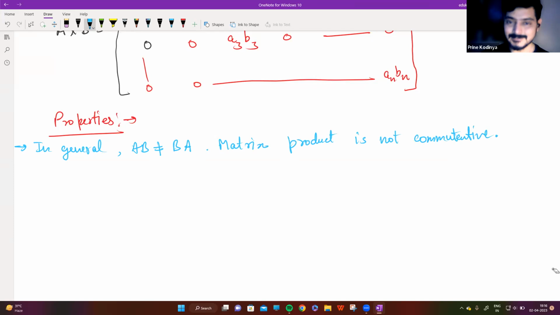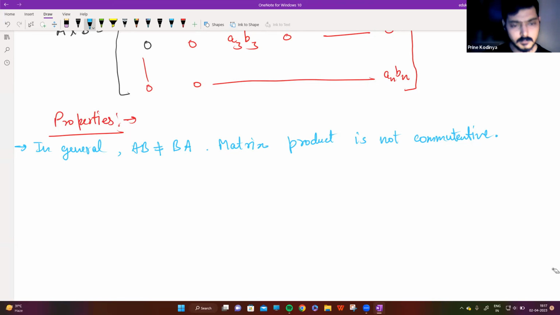So it matters whether you are writing AB or BA. It matters which is first and which is second. The important thing is this. How do we call it mathematically? The order of the matrix matters. Order means the positions of the matrix. So in case of multiplication, order matters. That is, how you have placed them, that matters.